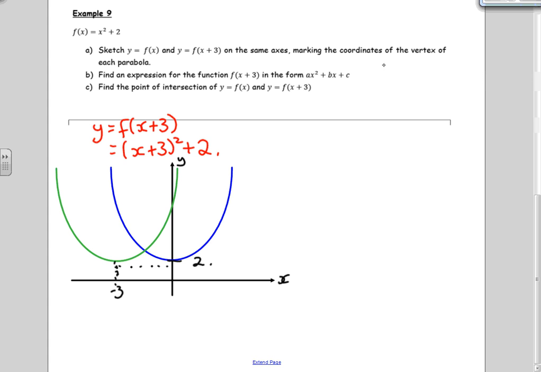So we have done what it has asked. We have marked the vertexes, which is the turning point of each of these curves. So this one here is at 0, 2, and this one here is at minus 3, 2. So that's part A done.